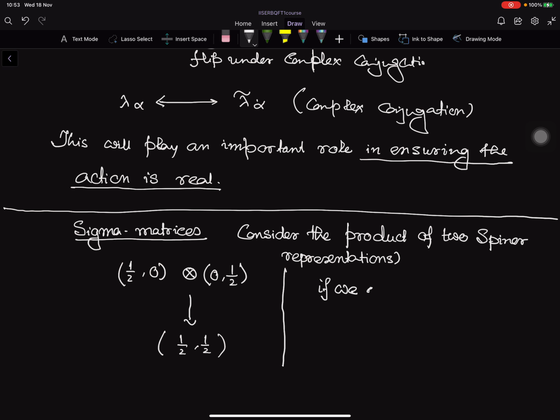if so, you know that this is the product of a left-handed spinor and a right-handed spinor. And this (1/2, 1/2) we already discussed again in the representation of the Lorentz group. This is the vector.